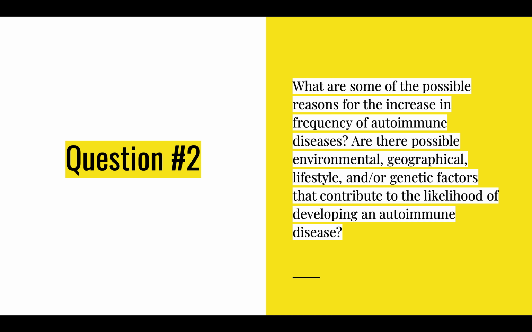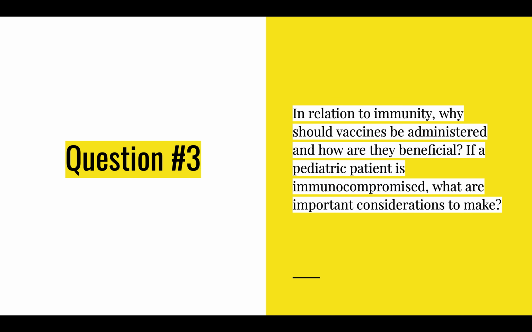Discussion question number 2. What are some of the possible reasons for the increase in frequency of autoimmune diseases? Are there possible environmental, geographical, lifestyle, and/or genetic factors that contribute to the likelihood of developing an autoimmune disease? Our third and last discussion question for you is, in relation to immunity, why should vaccines be administered and how are they beneficial? If a pediatric patient is immunocompromised, what are important considerations to make?